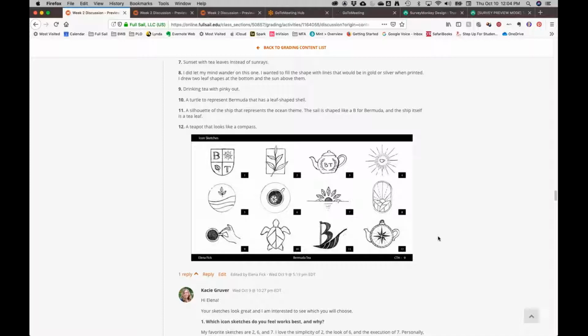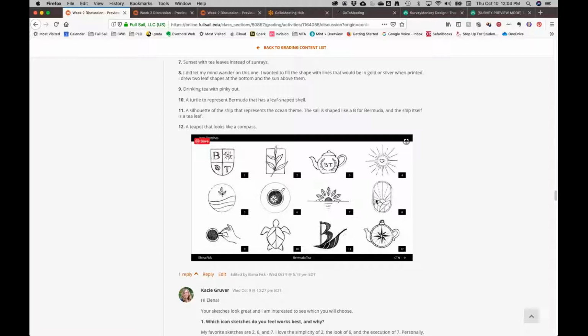I kind of like number 8. It didn't really have a good idea behind it. I kind of wanted to explore it visually, some lines and shapes that looked good to me. Yes, I see that, and I agree.